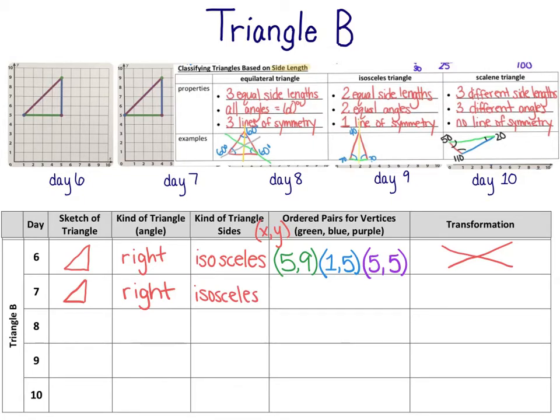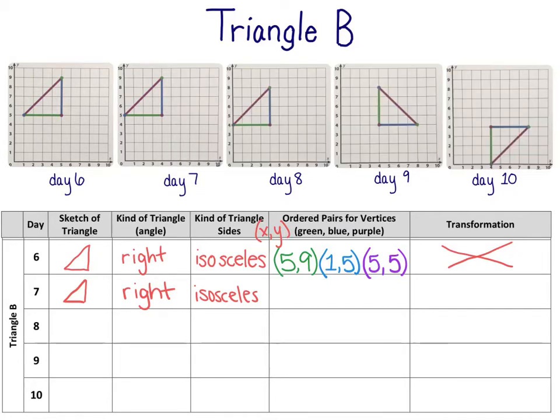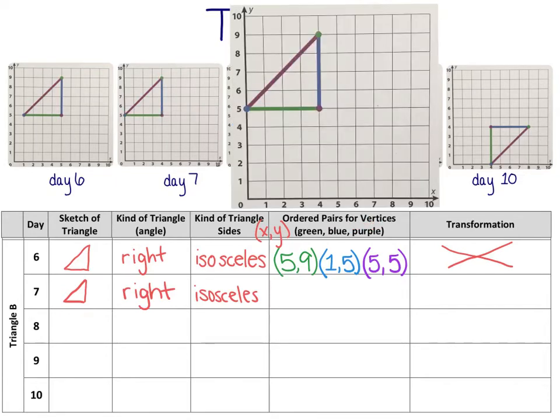And we know that that is correct because it's the exact same triangle that it was yesterday, only it's in a different place on the coordinate grid. Now let's look for ordered pairs for the vertices. The vertices are the points. Now let's look at the ordered pairs.